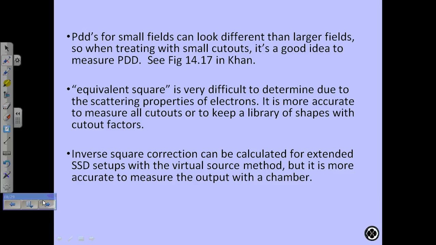PDDs for small fields can look different than for larger fields. So when treating with small cutouts, it's a good idea to measure the PDD. As your cutouts get smaller and smaller, you need to consider measuring a PDD for that cutout, because the PDDs do change. And there's a figure on page 417 in Khan that shows that.